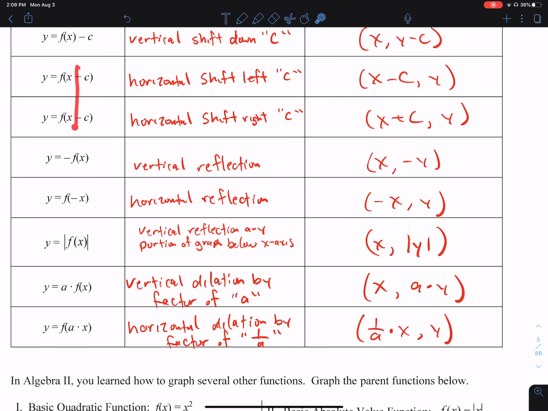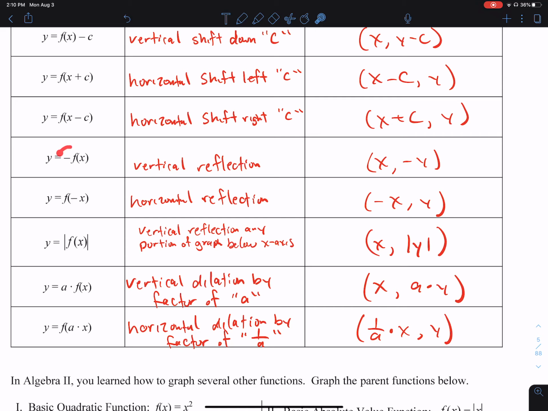If you're adding or subtracting a number inside the function, it affects it horizontally, and it goes the opposite way of what you might expect. If you're adding a number to x, we are translating it to the left that many units. If you're subtracting a number from x, you are translating it horizontally right that many units. As you would expect, this affects the x values of the parent graph, but it does not affect the y values.